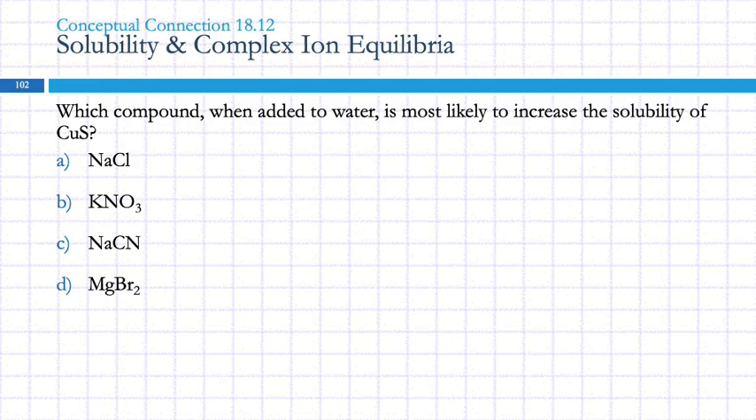So let's look at this one. Which compound, when added to water, is most likely to increase the solubility of copper sulfide? Sodium chloride, potassium nitrate, sodium cyanide, or magnesium bromide? So, we're just starting to talk about this, but do you recognize any of those anions as things that form complexes? It's C, the cyanide.